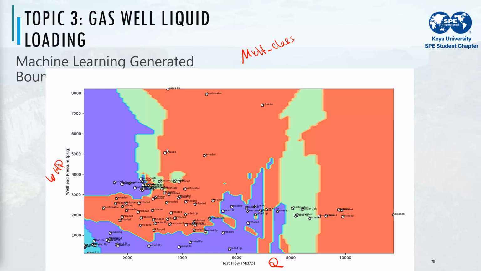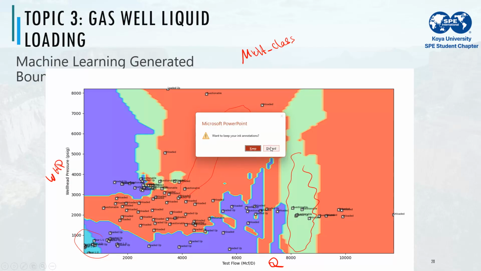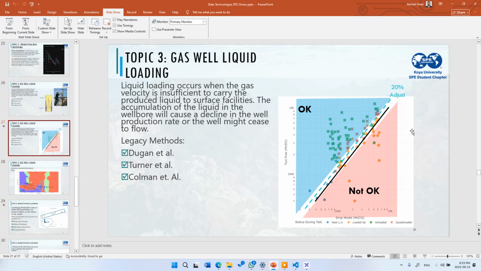These colors show you basically where the problematic area exists and where the wells that are not good are. So for example, you can see this portion of the data is questionable. These are unloaded, it means these are good. This is bad.